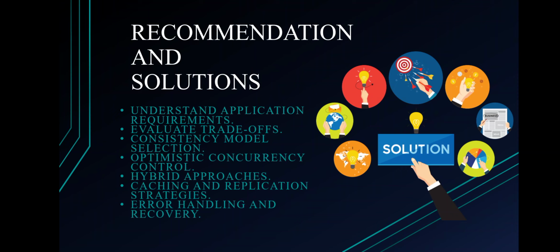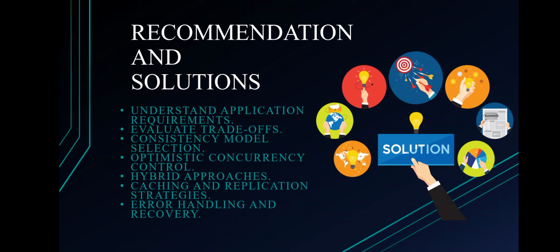And then optimistic concurrency control. Optimistic concurrency control is a technique that allows a balance between consistency and performance. For example, you can use strong consistency within a local data center and weaker consistency across geographically distributed data centers. This is the hybrid approach which is used in the solution of the distributed database system.